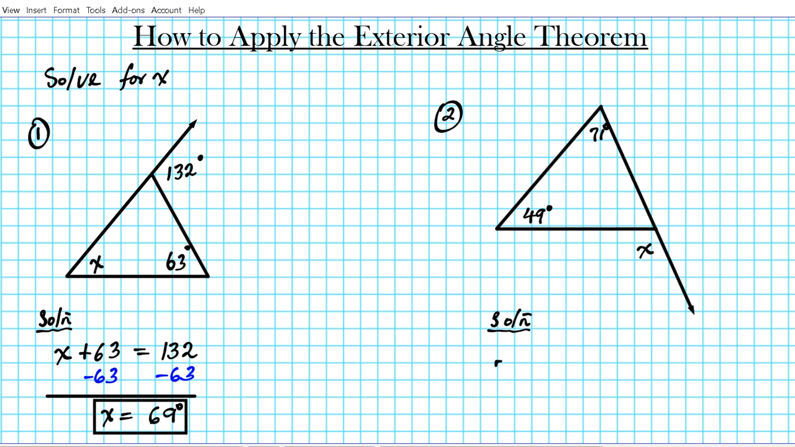Okay, so 71 plus 49 is equal to your exterior angle. So these are the two interior opposite angles. Your sum is equal to the exterior angle. So we'll just simply add both of them together. 71 plus 49 is equal to 120 degrees. And that, ladies and gentlemen, is the measure of angle x.